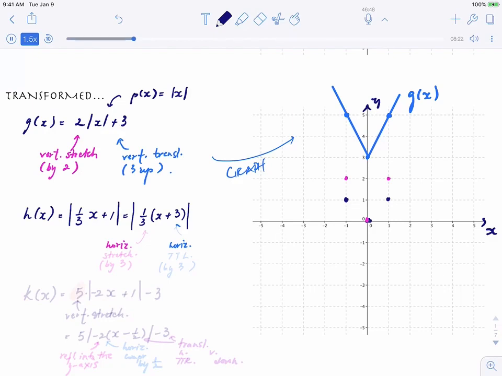Okay, so we have horizontal there. What happens? Is it vertical? Is it compression or is it a stretch? It's a stretch, that's right, because we're going horizontally, and by a factor of 3. And the horizontal translation, is it to the left or to the right? To the left. By 3.